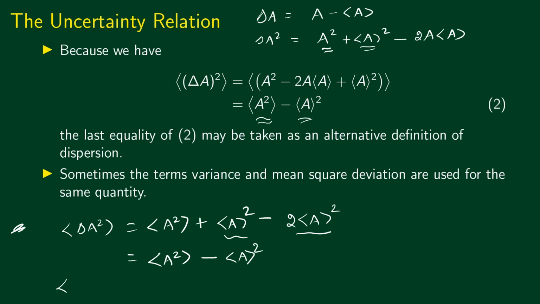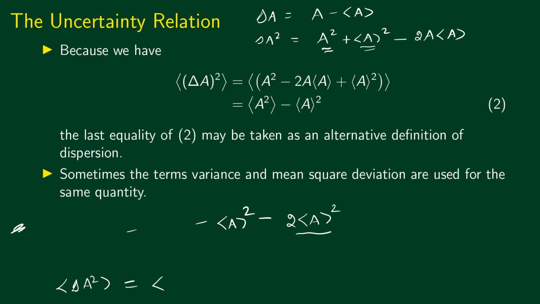So we can define the dispersion or mean square deviation like this: delta A square average is equal to the average of A square minus the square of the average of A. We could actually start with this. In a given state, if you want to find the uncertainty in an operator, this is how we calculate it. If we want to find the mean square deviation of an observable, this is how we'll calculate it.